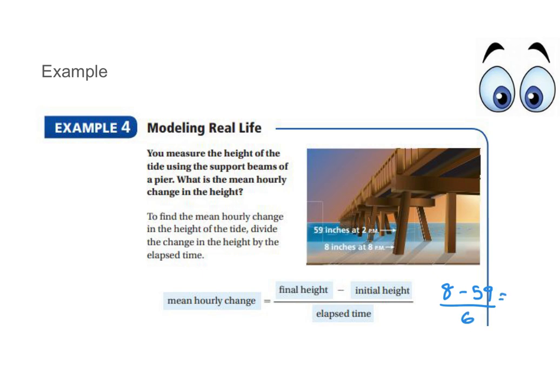So 8 minus 59, that's going to be negative 51, divided by 6. 6 goes into 51 8 times, with 3 left over, and a denominator of 6. And we know that a negative divided by a positive is negative, so that's negative 8 and 3/6. Or we could say, simplified, negative 8 and 1/2 inches per hour.